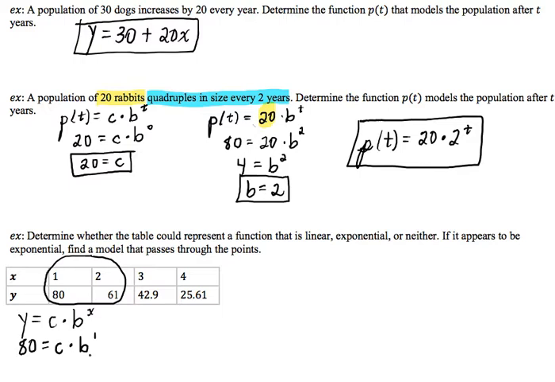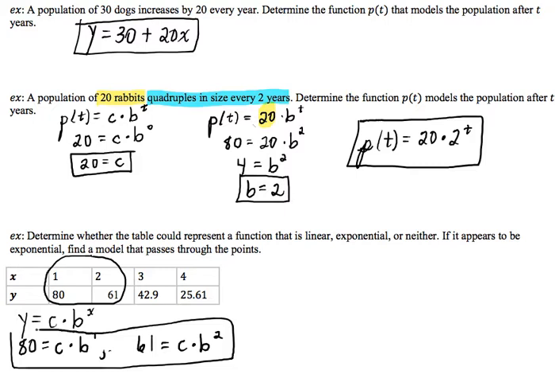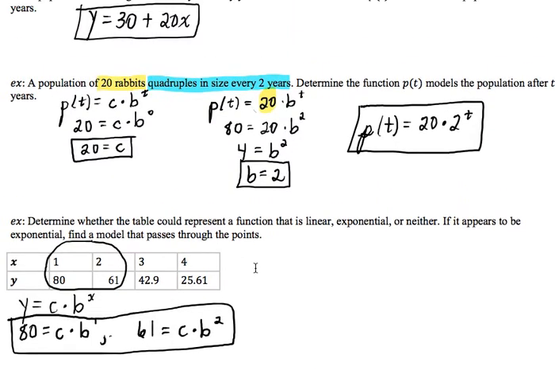And I really can't solve for b or c explicitly at this point. So I'm going to have to go ahead and plug in the other point. When x is 2, y is 61. So we get 61 equals c times b squared. Okay, so what we have here is actually a system of equations, right? I've got these two equations both involving a c and a b. So it's a system of equations which we can solve for c and b.